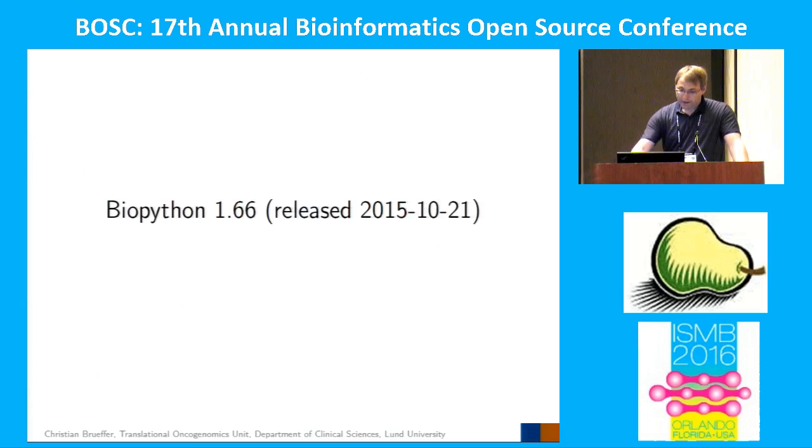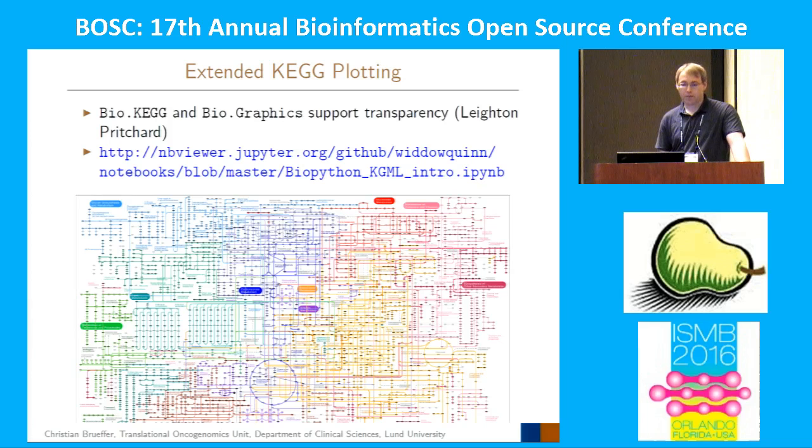So we had a release of Biopython 1.6.6 at the end of last year. It contains extended plotting for KEGG pathways. So you have support for transparency now, which allows you to do nice plots like this. There's a Jupyter notebook that contains a lot more of these examples.